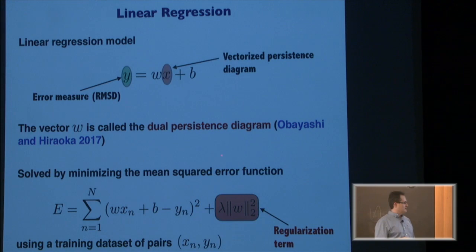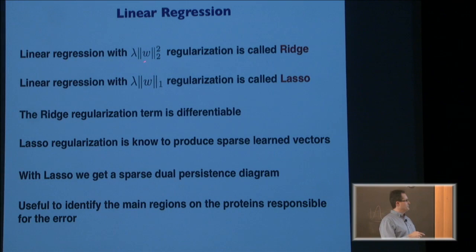right? Here, we add this L2 regularizing term, lambda norm of W. We're using two regularizing terms: the L2, which is the standard ridge linear fitting, and we're also using L1, which is the lasso linear fitting. So we try to do computation with both of those.